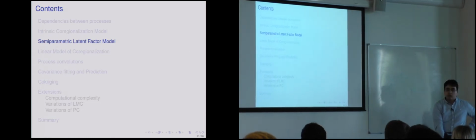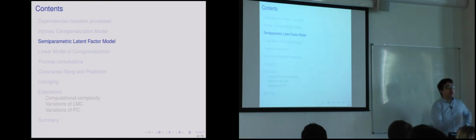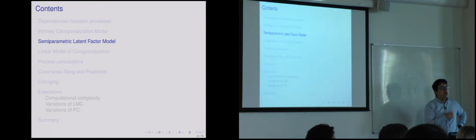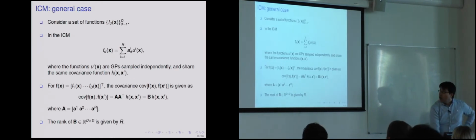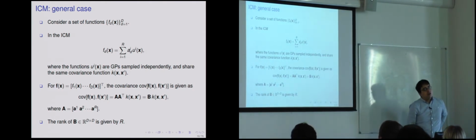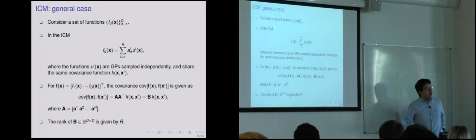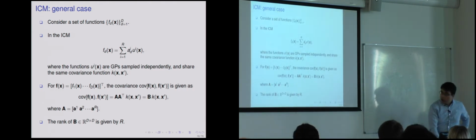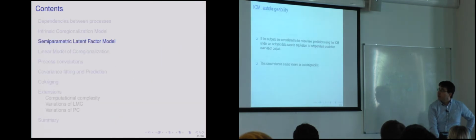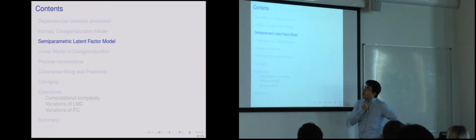Right. This is our second model. It's called the semi-parametric latent factor model. Yes, I will see that later. Yeah, you could do that, yeah. Thank you. Okay, so the second model is the semi-parametric latent factor model.